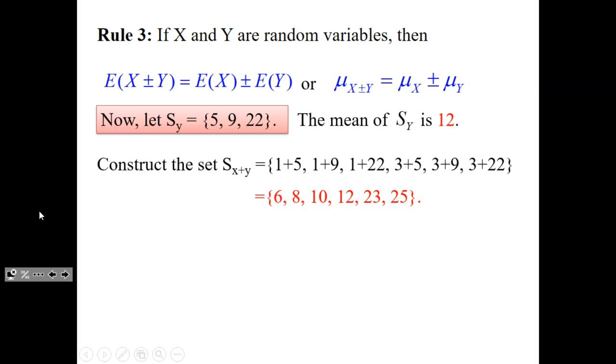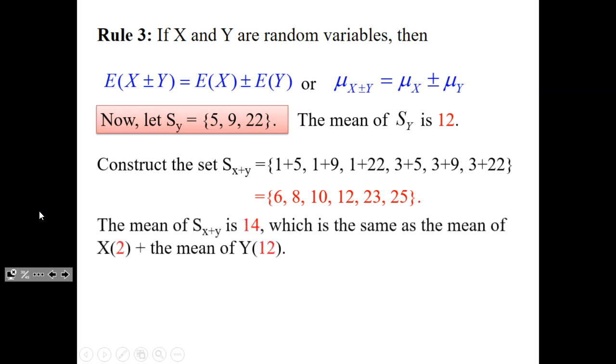If I take the mean of all these, the mean is 14. That's the same as finding the 2 means and adding them together. The mean of x was 2. The mean of y was 12. 2 plus 12 is 14. Turns out it's the same.